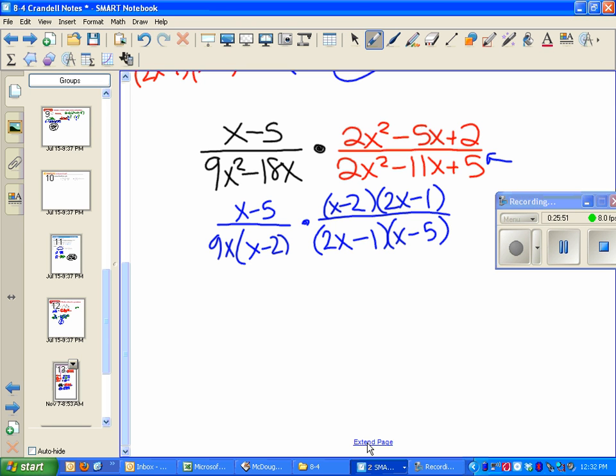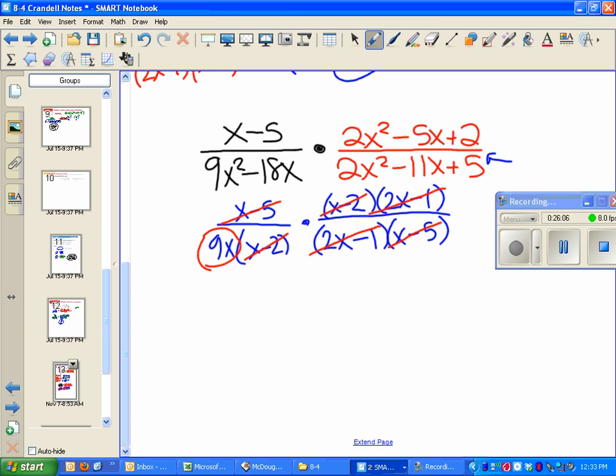Okay, all right, so search and destroy. What destroys? X minus 2 with x minus 2. Good job. What else? 2x minus 1. Those reduce. And x minus 5. All right, awesome. So all I have left is 9x.